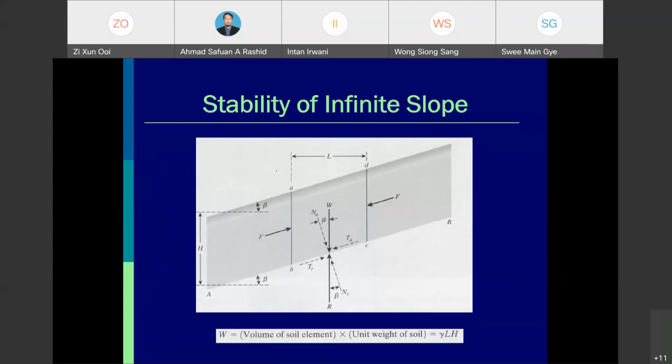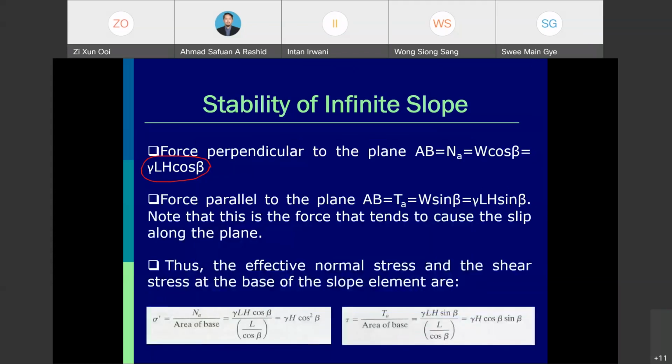So this is the length. To get the actual length of this surface, we need to divide by cos beta. So from there, sigma is equal to gamma h cos square beta, while tau, which is the shear stress, is equal to gamma h cos beta sine beta.